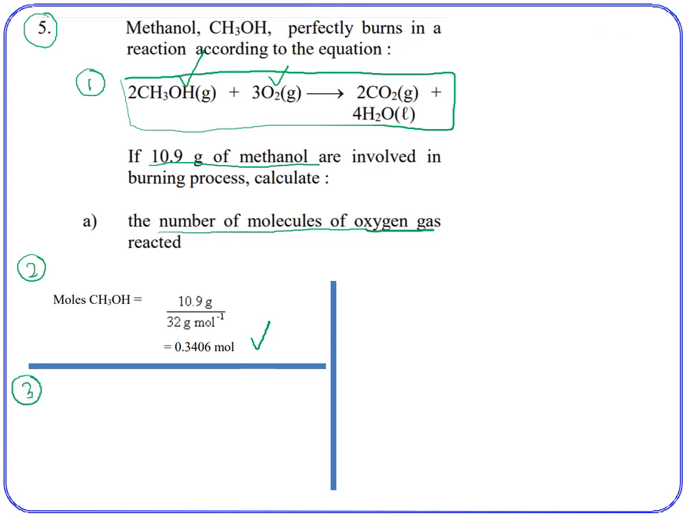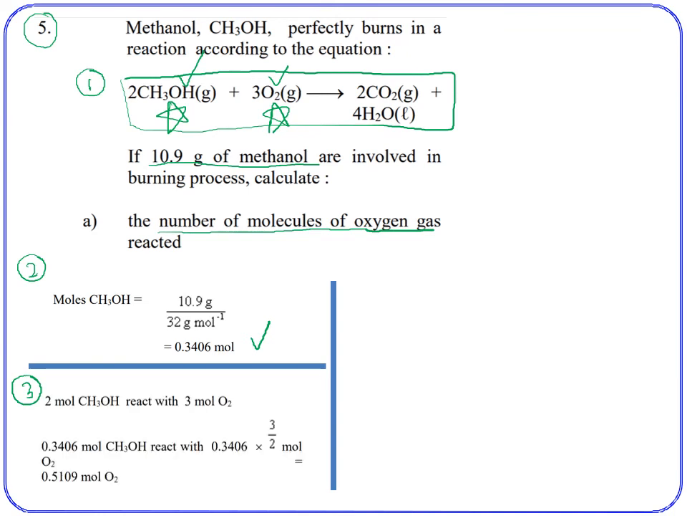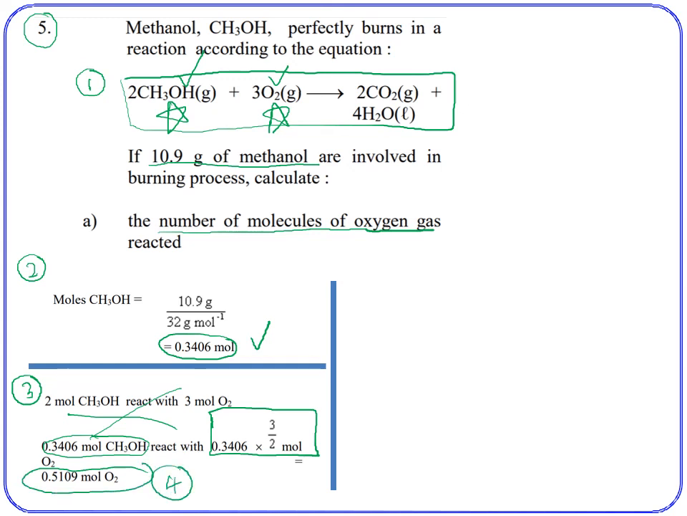Okay, step number 3, we are going to do the comparison. In this question, we are going to compare methanol with oxygen gas because one is given and the other one is requested to find. So 2 mole of methanol reacts with 3 mole of oxygen. So if in this case we have 0.3406 mole of methanol, how many mole of oxygen will be needed? So we are going to use crossover multiplication, dalam silang in Bahasa, 0.34 times 3 divided by 2. So this is step 4, the number of mole of oxygen that we get.